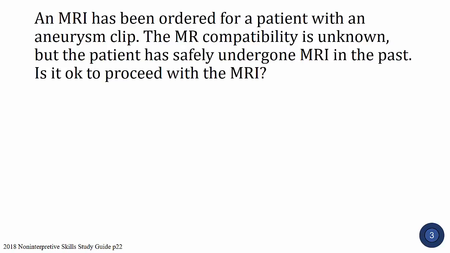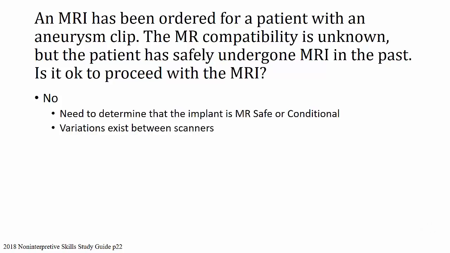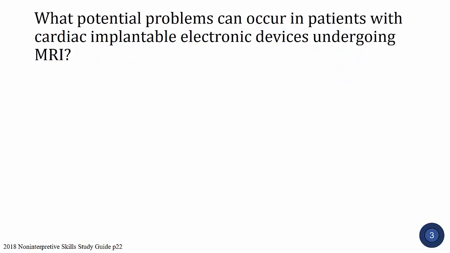Next question. An MRI has been ordered for a patient with an aneurysm clip. The MR compatibility is unknown, but the patient has safely undergone MRI in the past. Is it okay to proceed with the MRI? The answer is no. You still need to determine that the implant is MR safe or at least conditional, because variations exist between scanners, and you may have just gotten lucky in the past. So no, just because they underwent MRI safely in the past does not mean that nothing could potentially happen in the future.